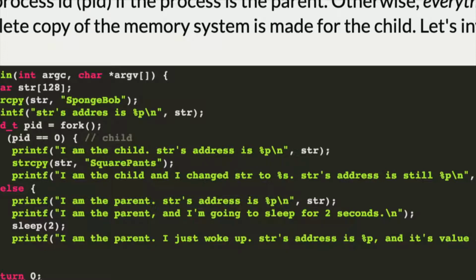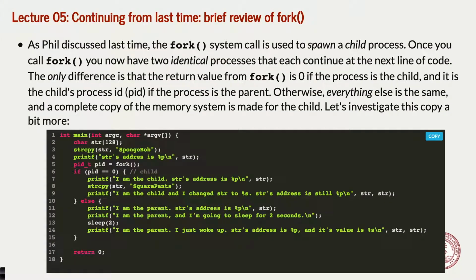Okay, there's a lot going on there. The big idea here is that when you fork, you get a whole other process. That process has everything the same as far as that process is concerned. The only difference is the return value from fork. Everything else is the same. Okay?